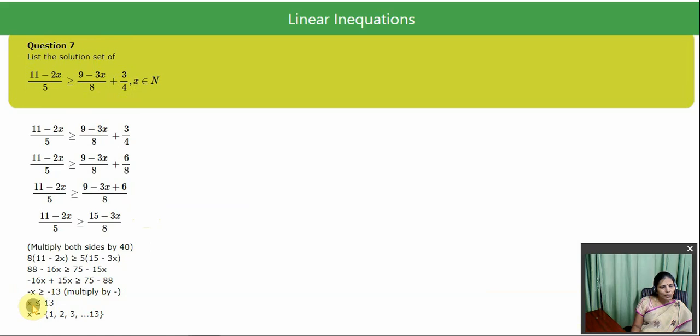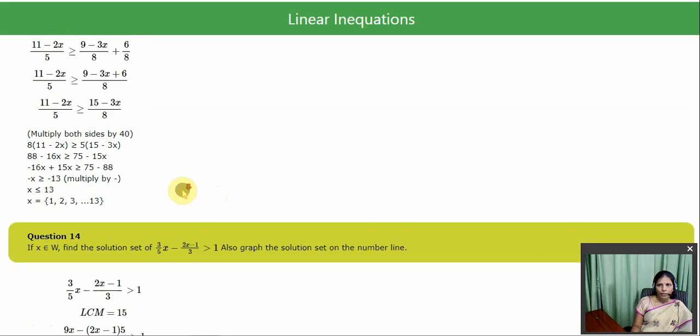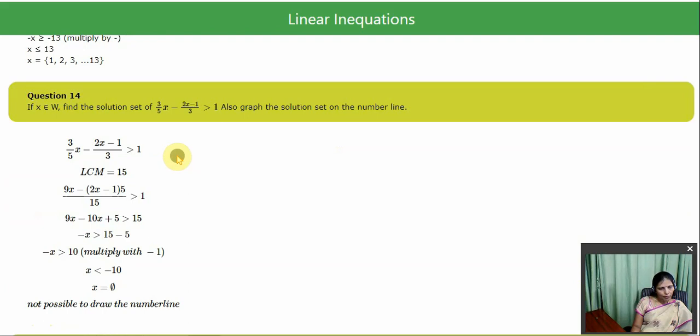Now what are all the values which are less than or equal to 13? It is 1, 2, 3, 4, up to 13. We are writing from 1 because it belongs to natural numbers. So all the values which are less than or equal to 13 and are natural numbers: 1, 2, up to 13. We wrote till 13 as this x is less than and also equal to 13, so this 13 will also come under the solution for this inequality. Right? Now we will go to the next sum.